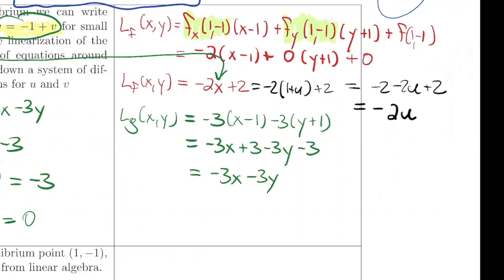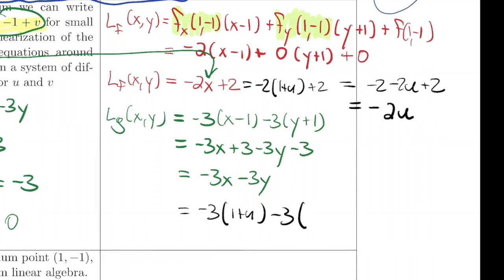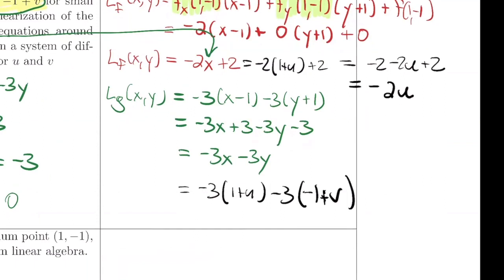Right, that just gives me minus 2U. The constants cancel out. And for this one, if I do the same sort of thing, I'm going to plug in 1 plus U, and then over here, we're going to plug in minus 1 plus V. And again, constants cancel out, and what's left is just going to be minus 3U minus 3V.